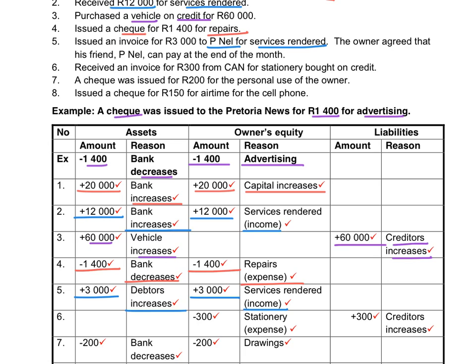Receive an invoice for 300 from Can for stationery bought on credit. We don't pay for it immediately, so it is a credit transaction where we owe money to the creditors and we bought stationery. Stationery is an expense that will decrease the profits with 300. Creditors is a liability that increases the amount that we owe to other people with 300 rand.